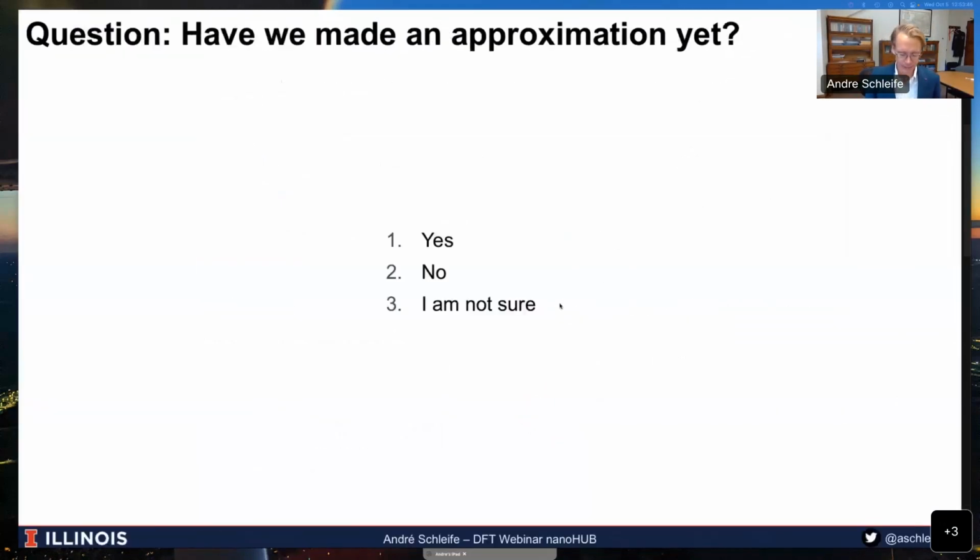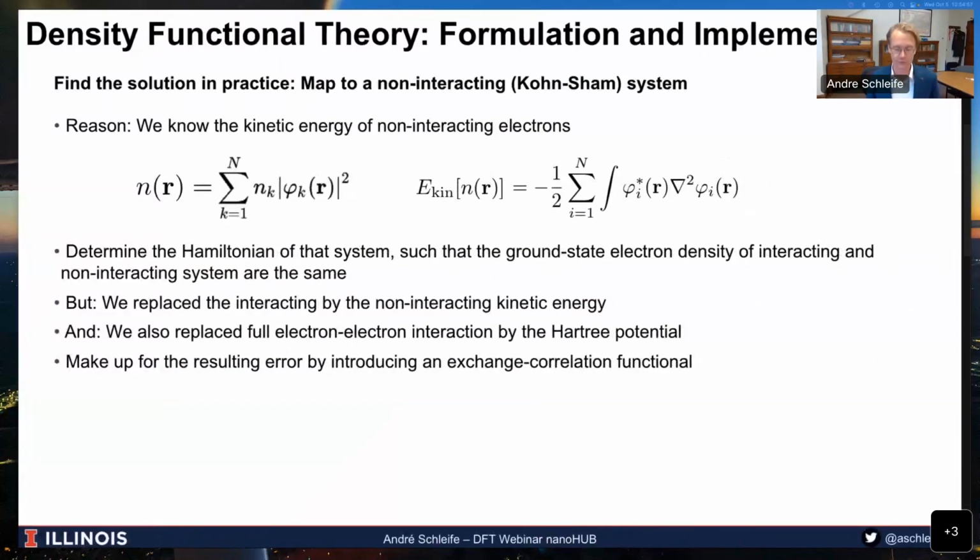The question is, do you think we made an approximation yet? All the way up to the second Hohenberg-Kohn theorem. And I'm not talking about the Born-Oppenheimer approximation, by the way. Have we made an approximation of the electronic Hamiltonian? Yes, no, or I'm not sure. About a third said yes, two thirds said no, and maybe 20% said I'm not sure. So B is correct. We have not made an approximation yet. So DFT up until here is in principle exact. There will be a caveat, of course, but I haven't told you yet what the caveat is.